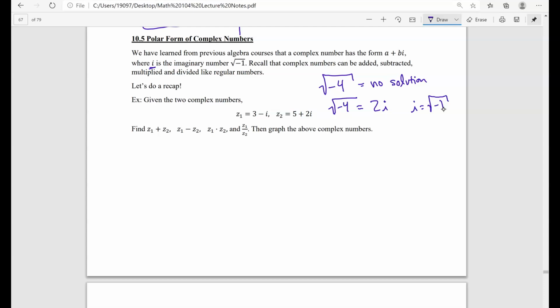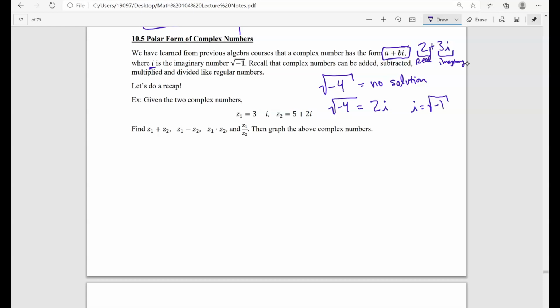A complex number basically has the form a plus bi. For example, 2 plus 3i is a complex number because we have two different parts. This is what we call the real part, and this is what we call the imaginary part. You've learned this in algebra before. Complex numbers can be added, subtracted, multiplied, and divided. So let's do a little recap.